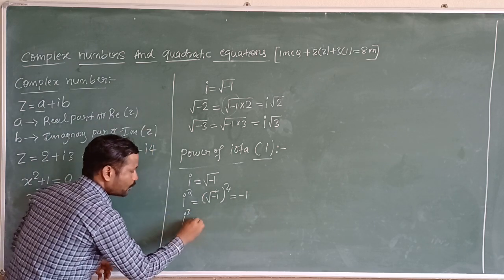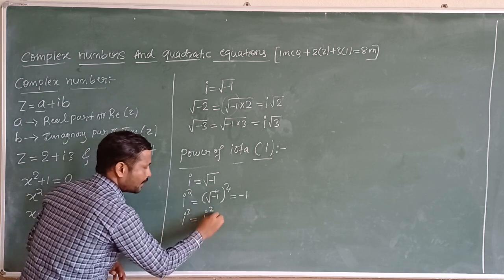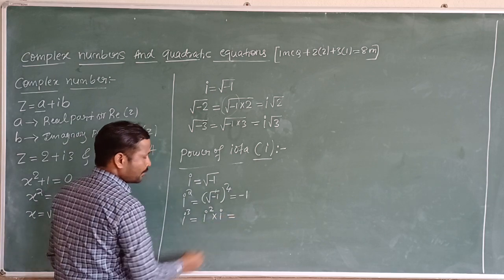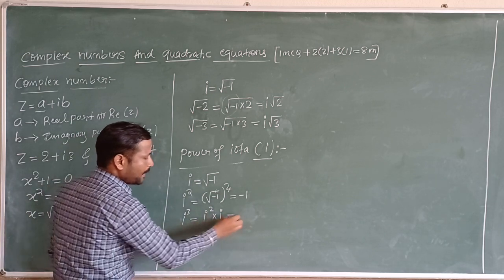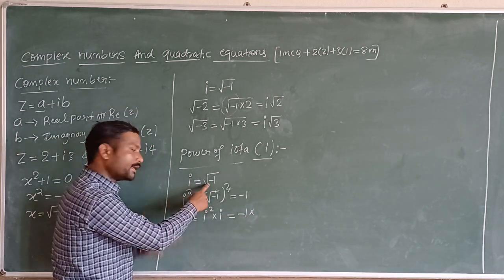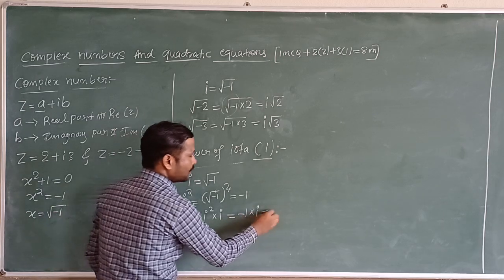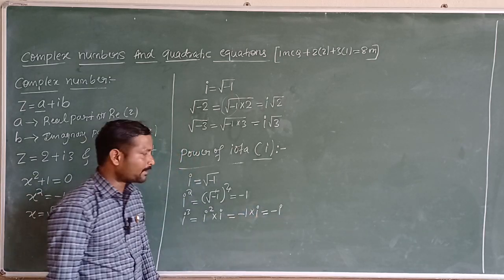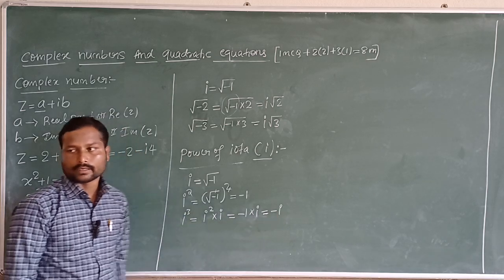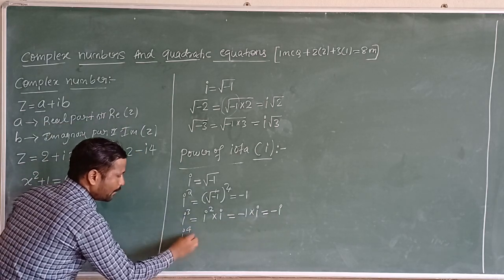Iota cube can be written like this, I will adjust it. That is iota square into iota, correct? What is the iota square value? -1 into iota. Don't write square root of -1 again; keep iota as it is here. Iota. Okay, then -1 into I, that is -I. So iota cube value is minus iota, right? Same as it is. Now take here iota power 4.